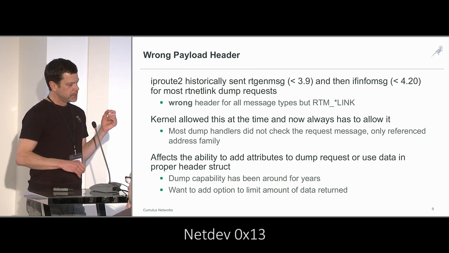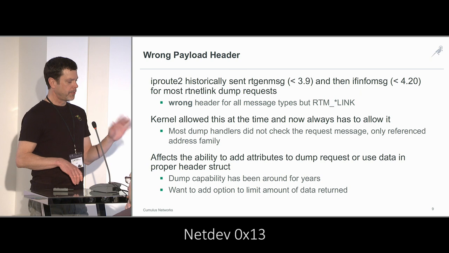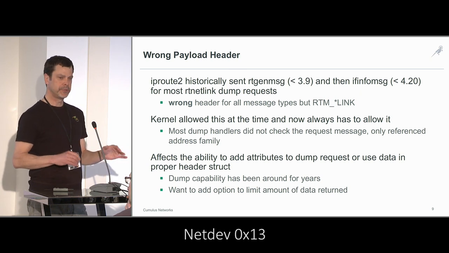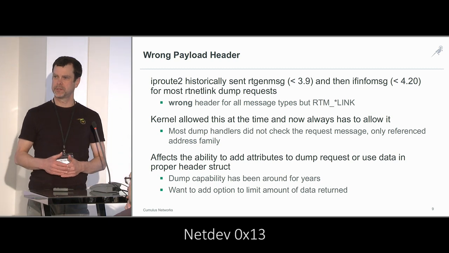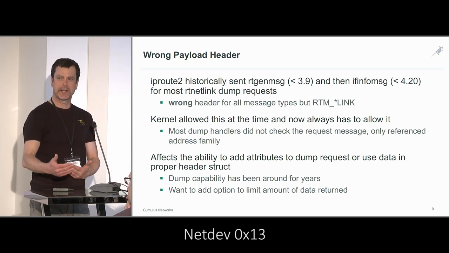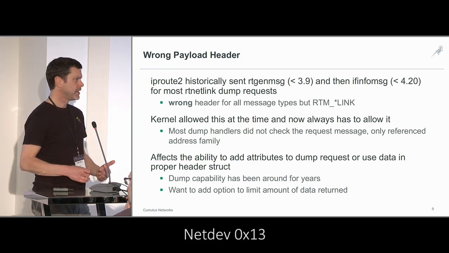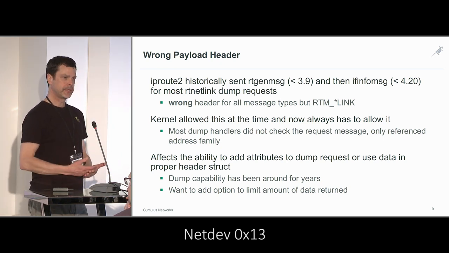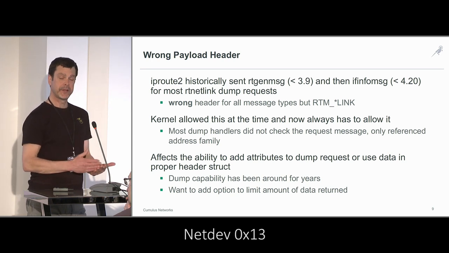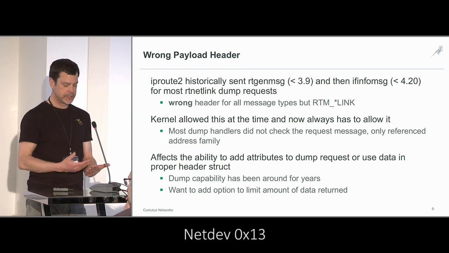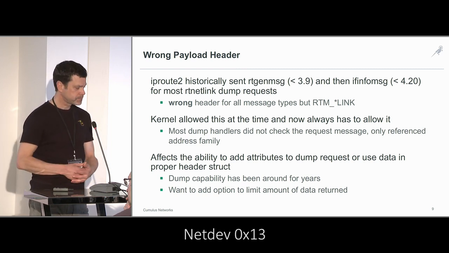Okay, so around 3.9, I forget the dates now, someone decides, hey, I want to add a filter to my dump request. And so what they're really doing is they come in and they add an attribute. They add some data after that header that the kernel then parses and says, oh, not only am I going to do a dump of the links, I'm also going to modify this dump with the following request. And in this case, it was virtual functions. Give me all the virtual function information as well.